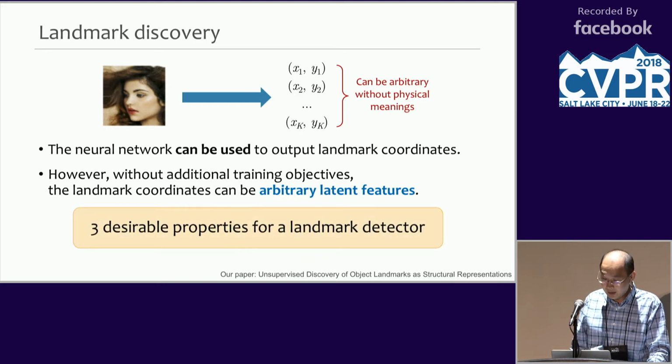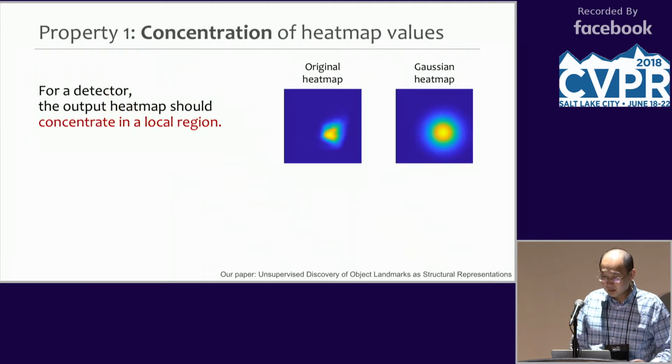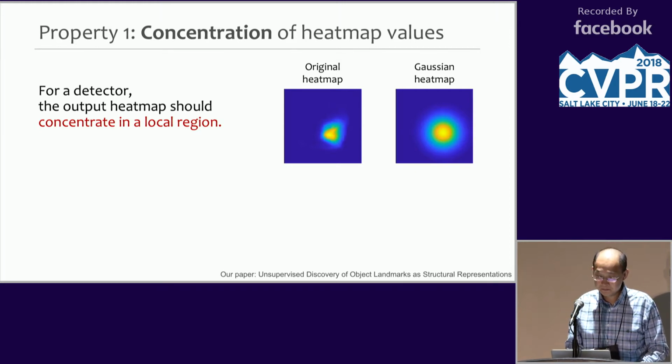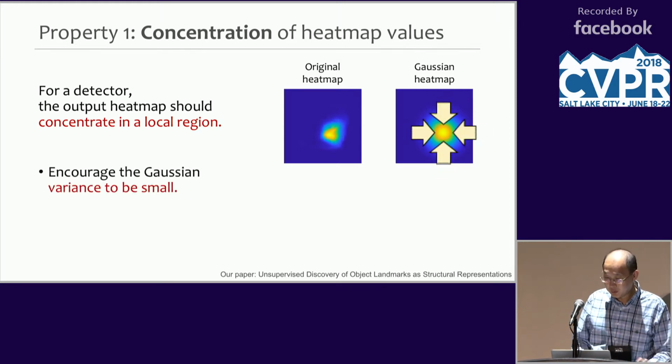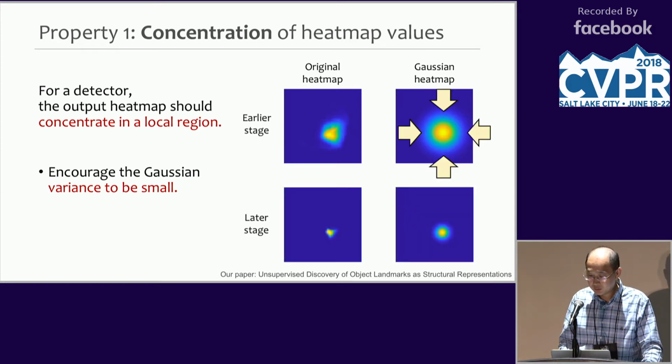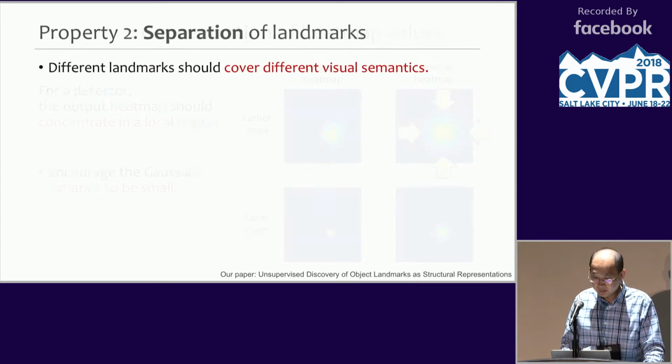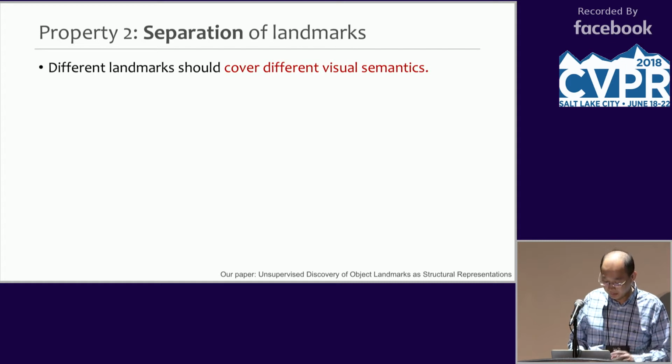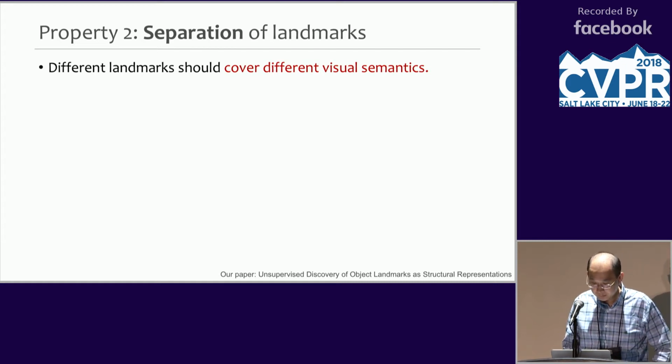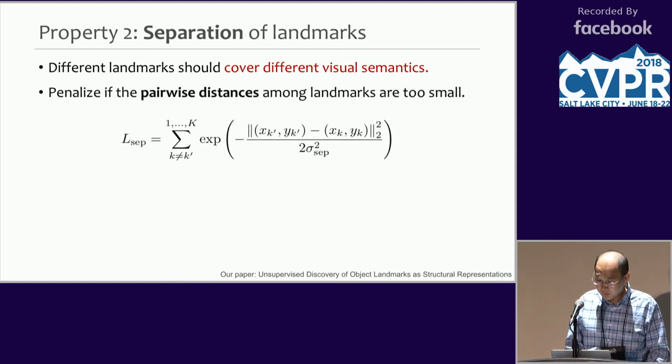We define three unsupervised soft constraints to make the landmark detector desirable. A good detection heat map should have its value concentrated in a small local region. We achieve this by encouraging the isotropic Gaussian variance to be small. And in the later training stage, the heat map can become more concentrated. Different landmarks are expected to localize different visual semantics. We penalize the model if the pairwise distances among landmarks are too small.